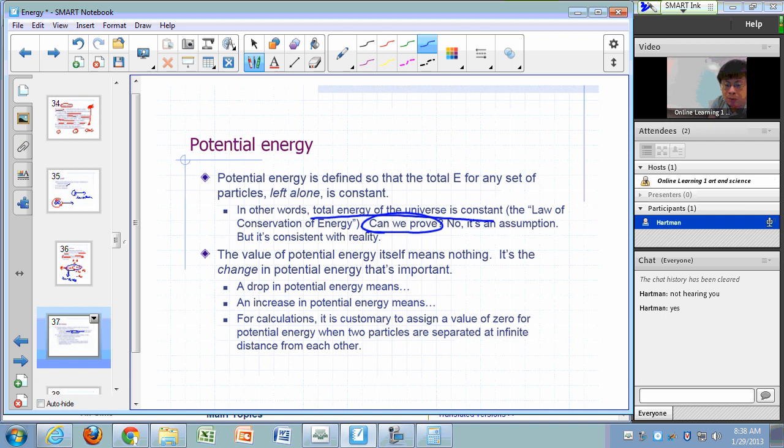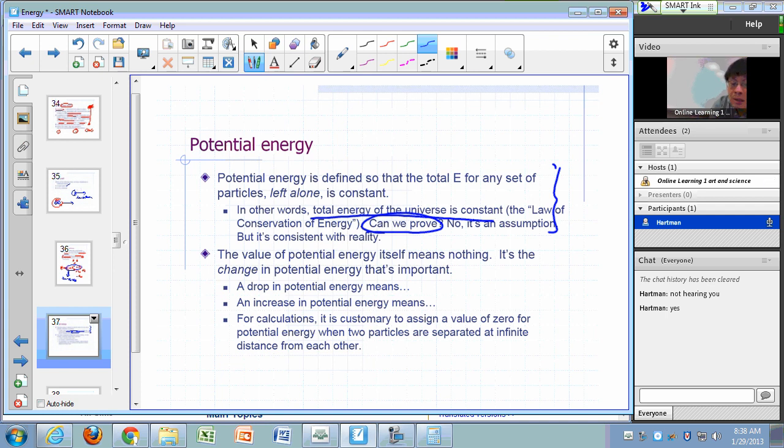So when we define potential energy, we're assuming that if something is slowing down, that kinetic energy that disappeared must have gone somewhere, and so wherever it went, we call that potential energy. Okay? So total energy is constant.